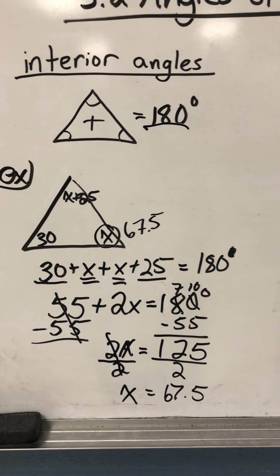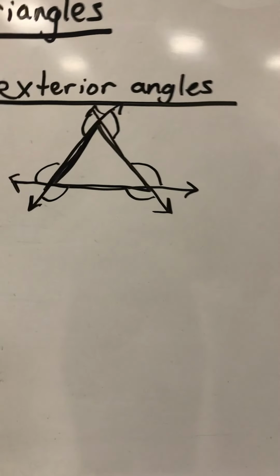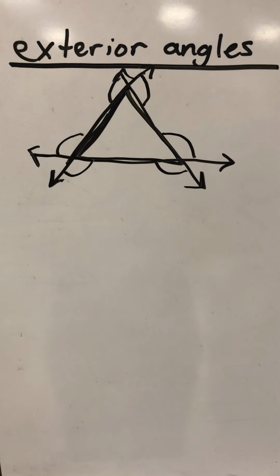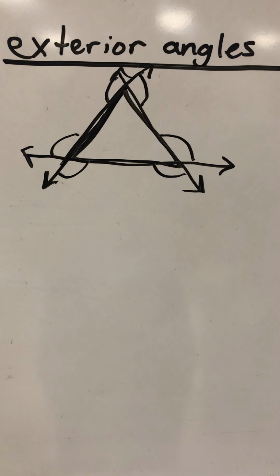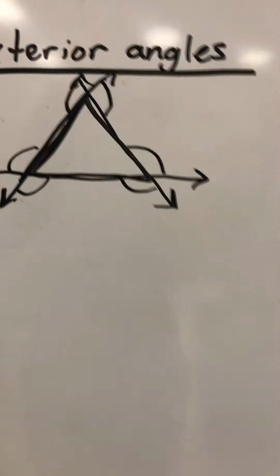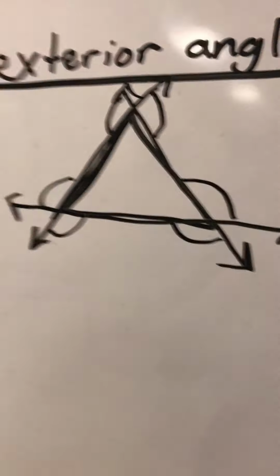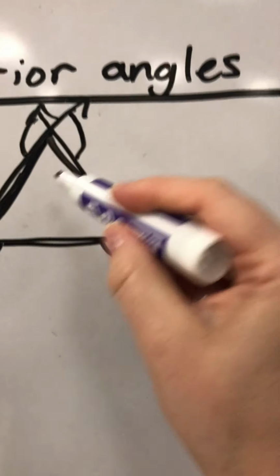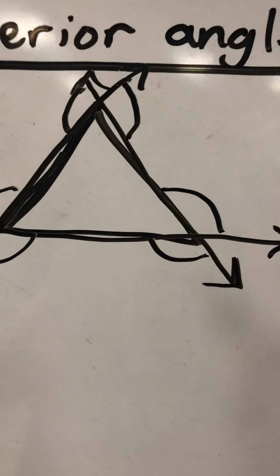So that's interior angles. Now, what about exterior angles? Well, I'm going to draw a line here to make sure I don't cross over. Your exterior angles, you're going to do kind of what you did last week as far as a straight line. I'm going to get a different color of marker. We know that a straight line would be equal to 180. We learned that last week.